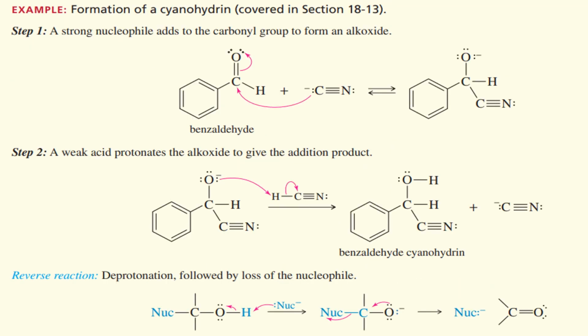A perfect example of a base-catalyzed addition reaction is cyanohydrin formation. Cyanide ion is the conjugate base of hydrogen cyanide. Cyanide ion is a strong base and a strong nucleophile. It attacks ketones and aldehydes to give addition products called cyanohydrins. In the first step, cyanide adds to the carbonyl group to form an alkoxide, followed by a weak acid protonating the alkoxide to give the addition product. In this case, it is benzaldehyde cyanohydrin.